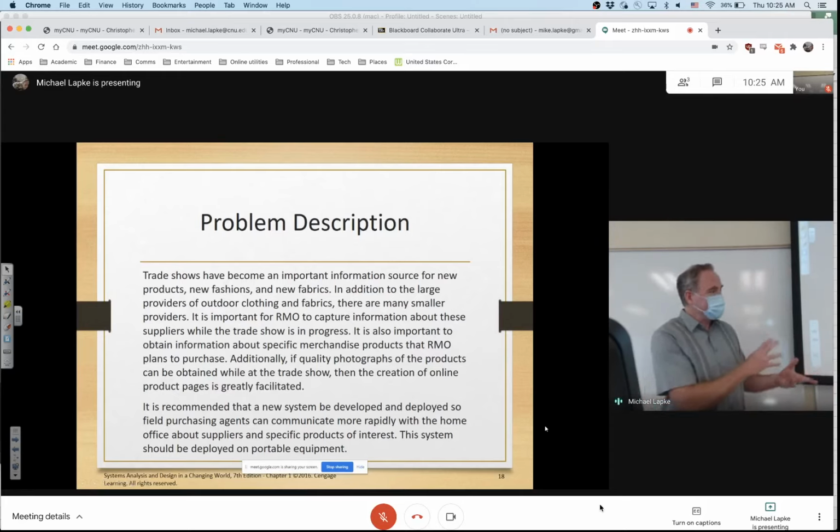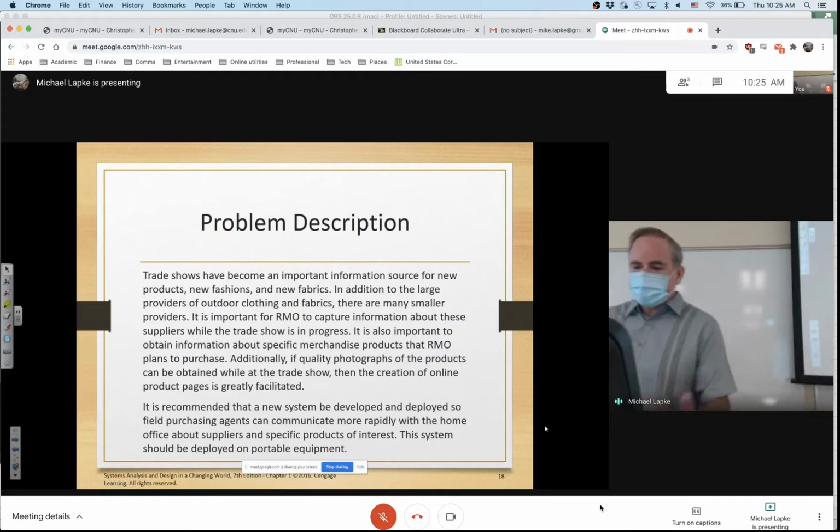So just to see it, again, the gist of it is there's the trade shows, there's stuff that they sell, outdoor clothing and fabrics. The company is RMO, Rich Mountain Outfitters. They want to capture information about suppliers, what they plan to purchase, pictures of the products.